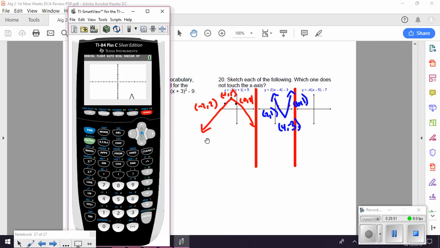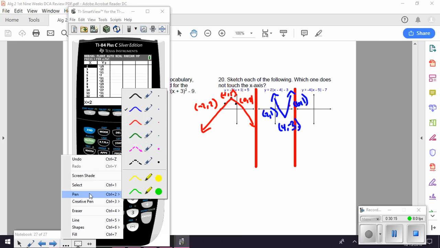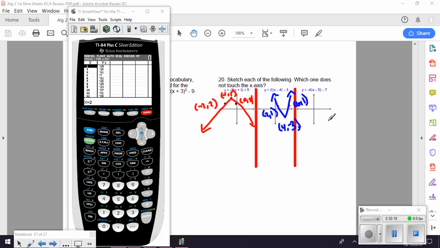Well, to answer the question, which one doesn't touch the x-axis, that's the third one, but we still need to sketch it. So it appears that the vertex is at 5 and negative 5 or 6. So let's look at the table. So that was 5, negative 7. So 5, negative 7 was about here. And a point on the other side is 6, negative 11, and 4, negative 11.